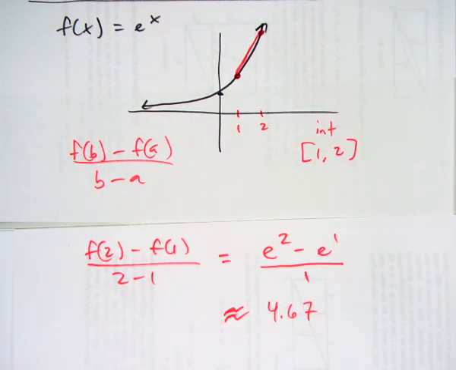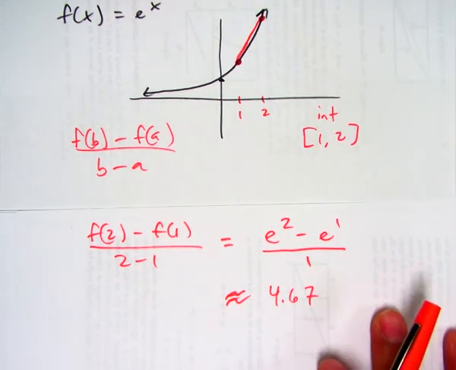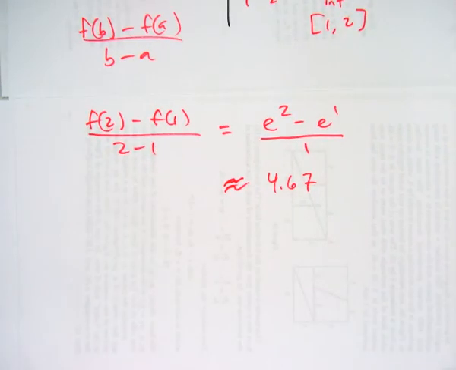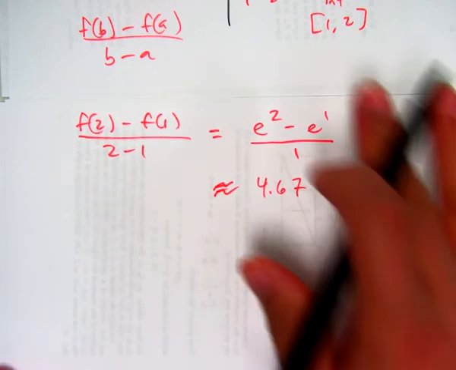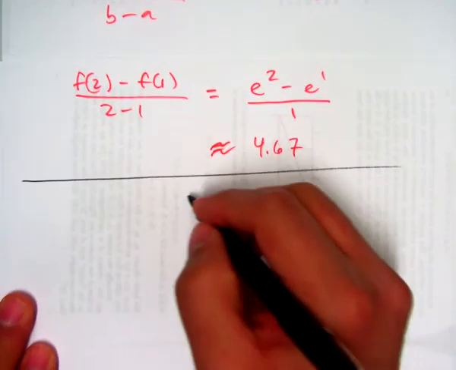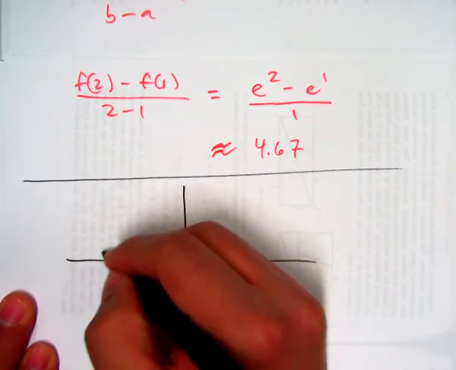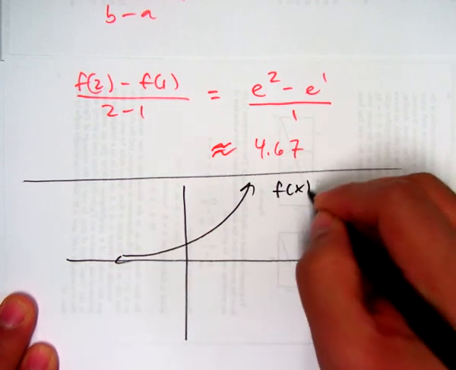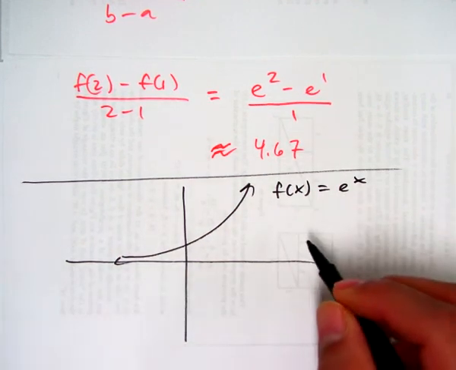So you guys know how to do average rate of change. You should be able to do that with e to the x. But also, you should be able to do something new. So let's take, again, that same e to the x graph. Let's say this is e to the x. And let's say here we are at 1.